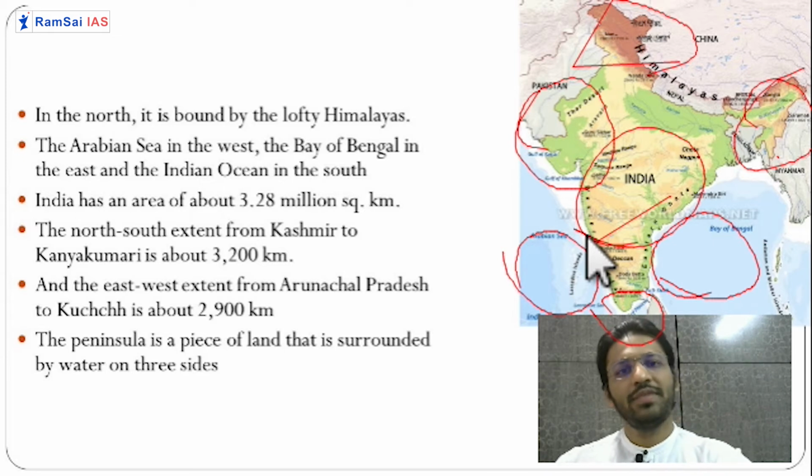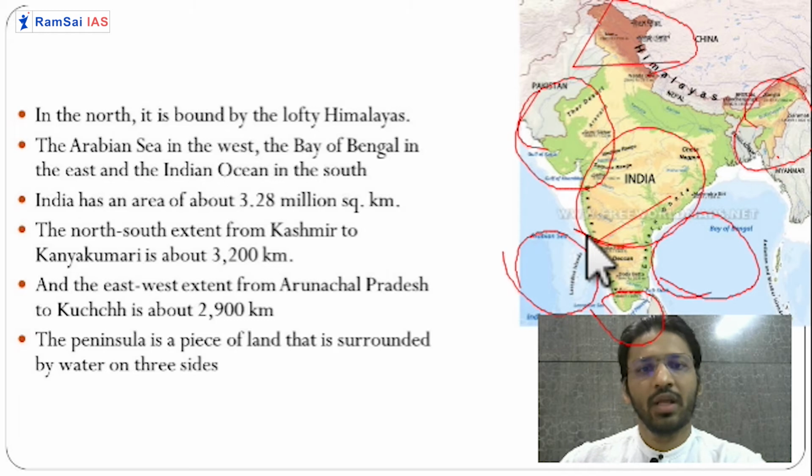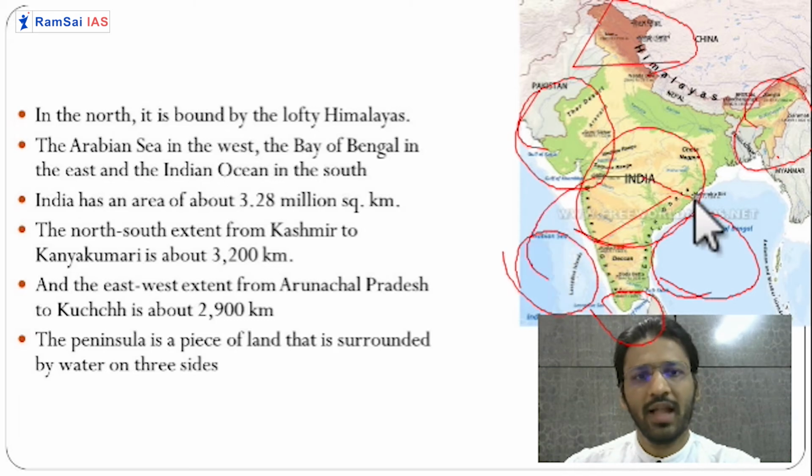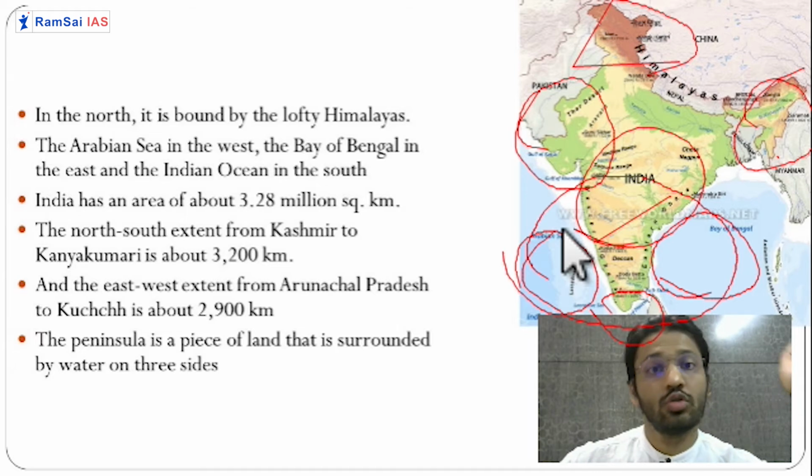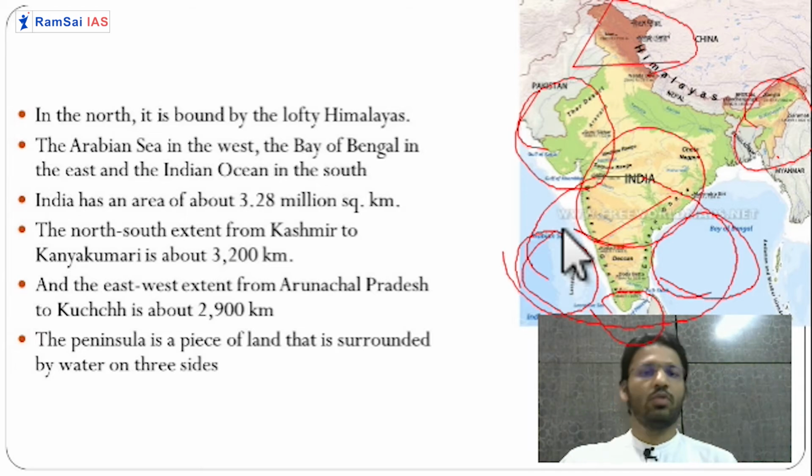Since we have a peninsula, a peninsula is nothing but land surrounded on three sides by water. So three sides of India are covered by water.